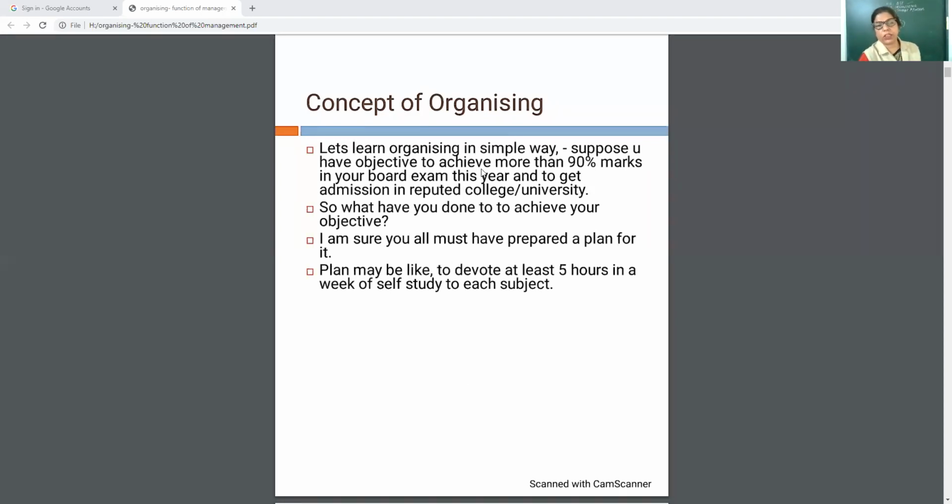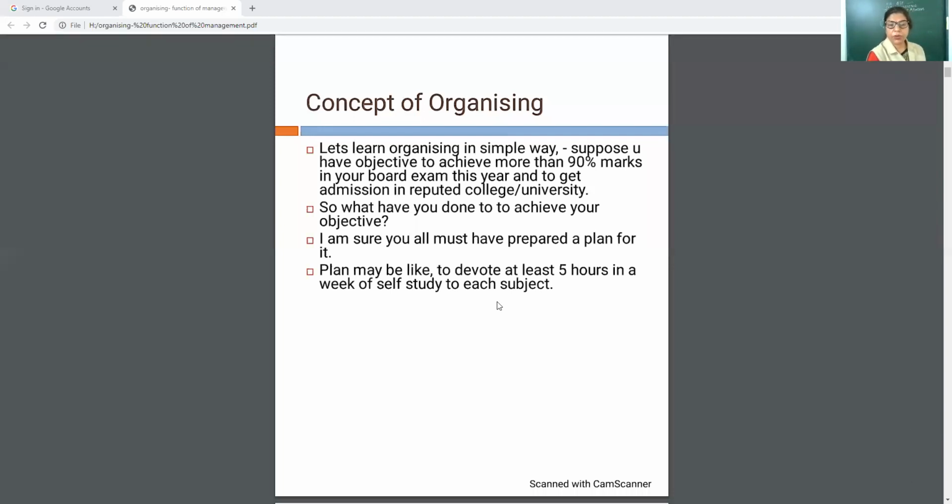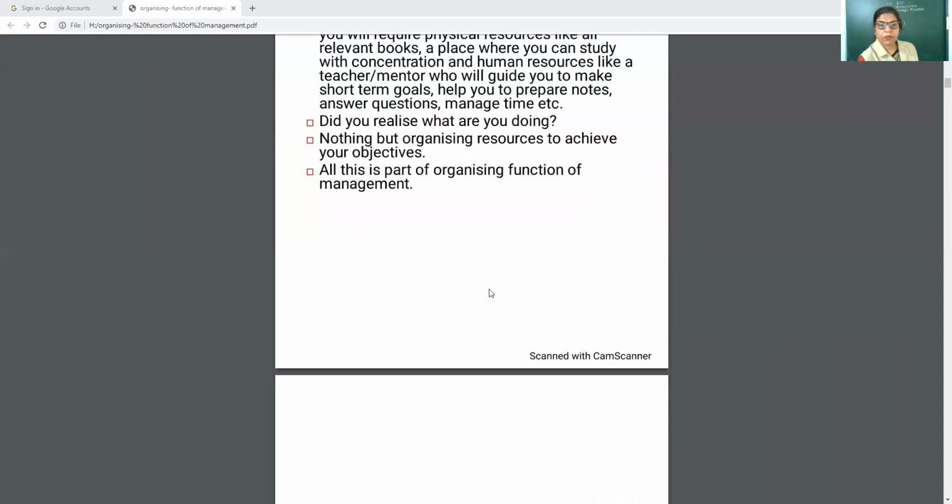Suppose you have an objective to achieve more than 90% in your board exams this year and to get admission in a reputed college or university. So, you'll have to achieve more than 95%. What have you done to achieve your objective? Decided your plan. Okay. Now, what do you have to do? Arrange your plan. You made your plan to get good marks, then get admission in a good reputed college. I'm sure you all must have prepared a plan for it. The plan may be like devoting at least 5 hours to self-study for each subject.